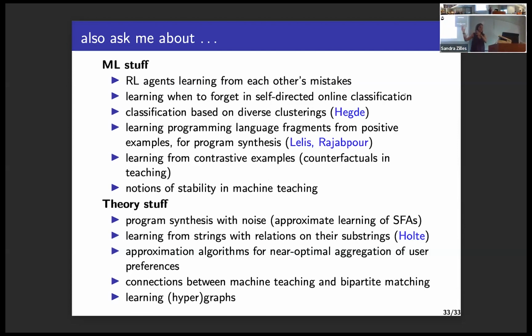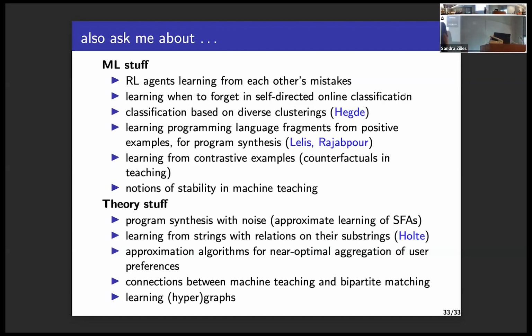So we're working on program synthesis type stuff. I'm working on, I think some of you will love this, learning from contrastive examples, like counterfactuals in teaching. Okay, I'm not looking specifically in any direction. I'm working on notions of stability in machine teaching. How can we make machine teaching more robust, because we can go out of that exact world into a more approximate world, but then we need robustness.